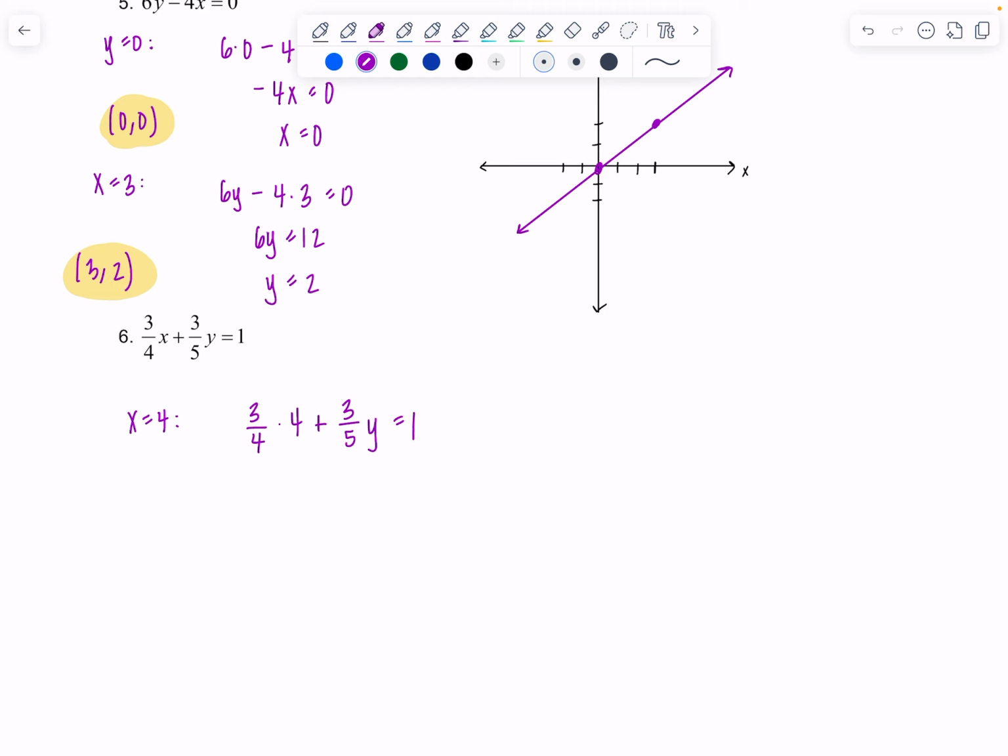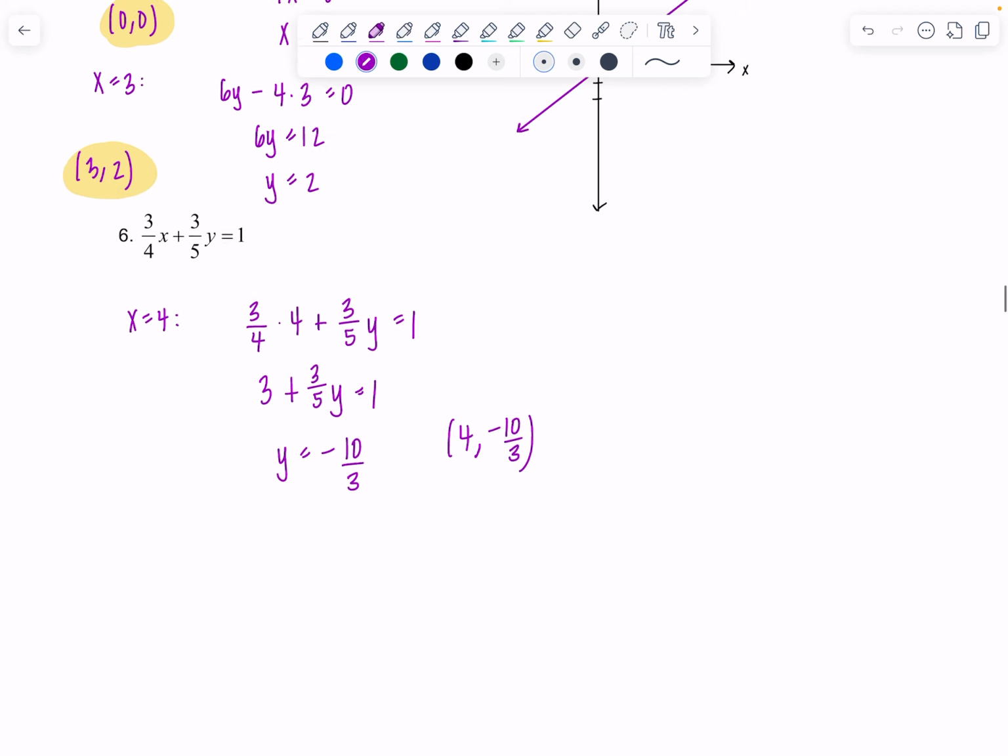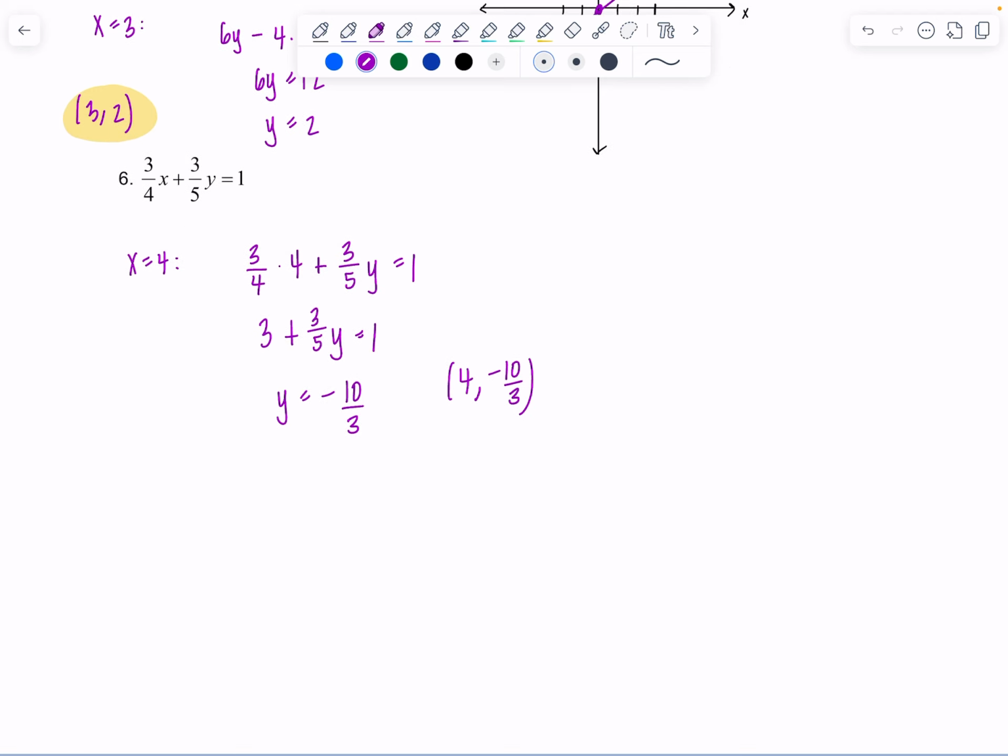Then I get 3 plus 3/5 y equals 1. And then to save time, this is y equals negative 10/3. So we have the point (4, -10/3). Don't do decimals. No one asked for them. And then let me try another number, something nice. How about x is 0?